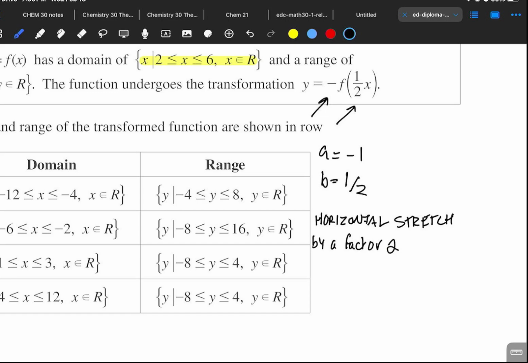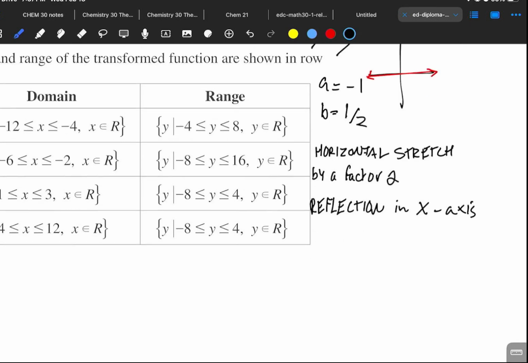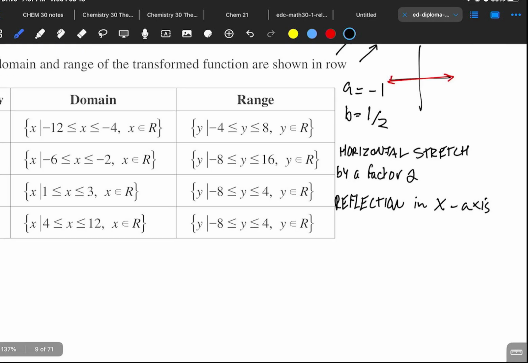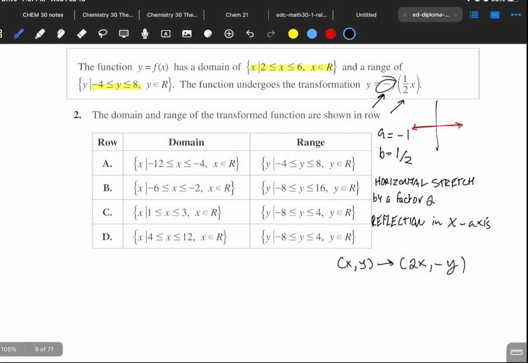So horizontal stretch by a factor of 2, and a reflection in the x-axis. So in this line here, we're going to reflect in this line here. Just a rough description, which will help me make my mapping notation. So I'd say that our point (x, y) is going to undergo this transformation here, where we're going to have a horizontal stretch of 2, so 2x, and then our y value is just going to be -y. Since a is -1, we're going to be multiplying all of our y values by -1, and therefore reflecting it and flipping it in our x-axis.